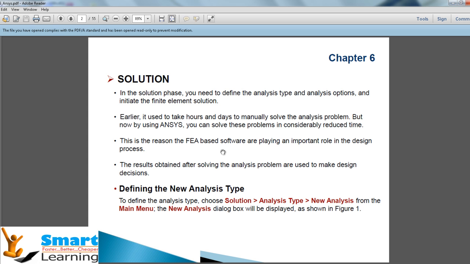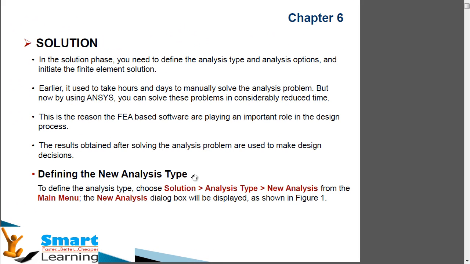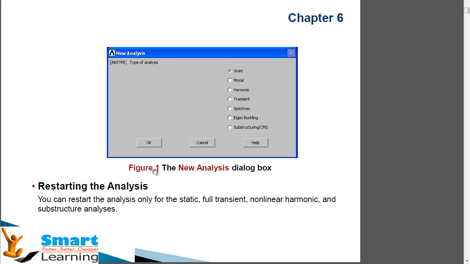This is the reason why FEA based software plays a very important role in the design process. The results you expect from the FEA software are in future directly linked with your manufacturing data, and in case of redesign you get the primary decision out of the results which you are plotting. So when you do a new analysis, you need to understand how you set the type of analysis based on your condition.